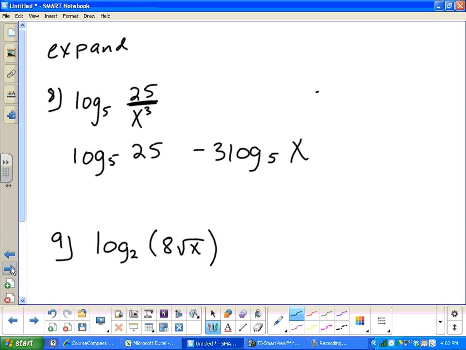Now recall or read the directions here. I don't have them all written out, but it said if I could evaluate a logarithm, to do so. So notice the first logarithm right here, log base 5 of 25, can be evaluated, because 5 to the second power is 25, and this will just be 2.